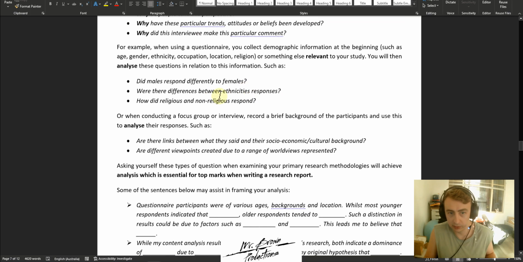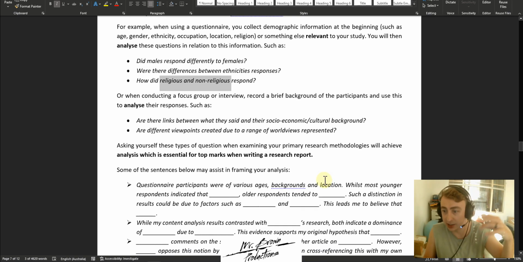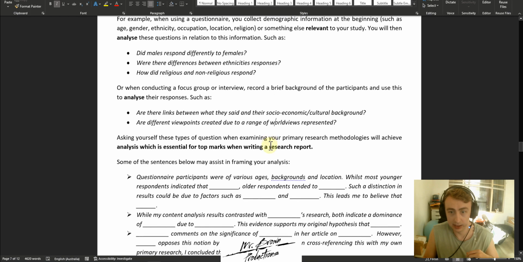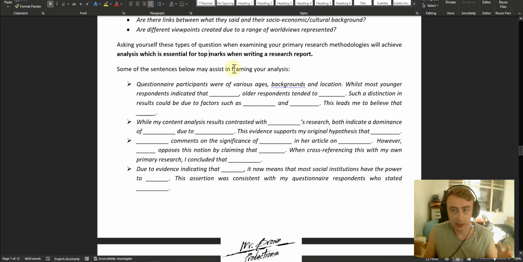Some things you might also want to consider: do males respond differently to females in my questionnaire or interview? Were there differences between ethnicities? Did religious or non-religious people respond differently to certain questions? So you want to break down your own primary data as well as your secondary data. And here are some sentences that can frame that.